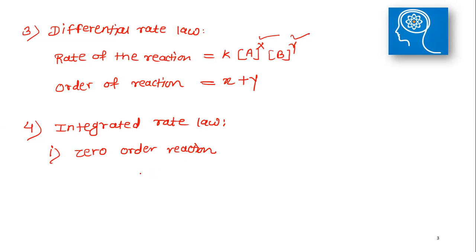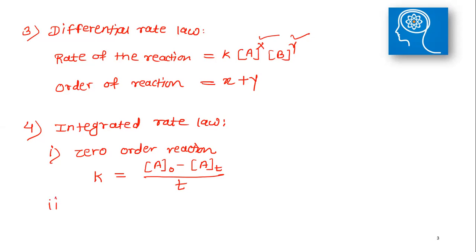So it is K is equal to concentration of A0 minus concentration of At upon T. What is A0? A0 is the initial concentration, and At is the final concentration, meaning the concentration at time T. Here the concentration at time T is equal to 0.